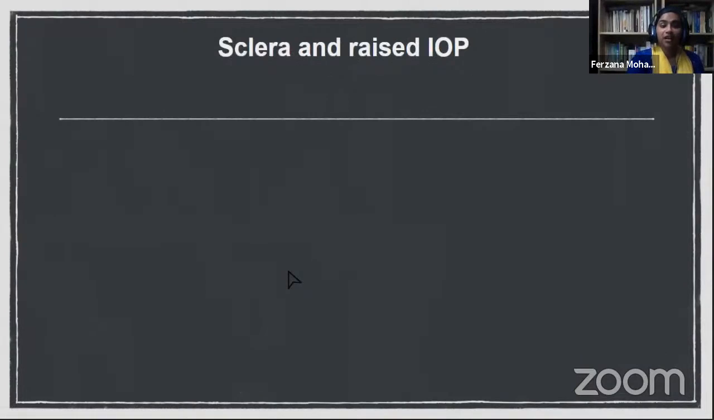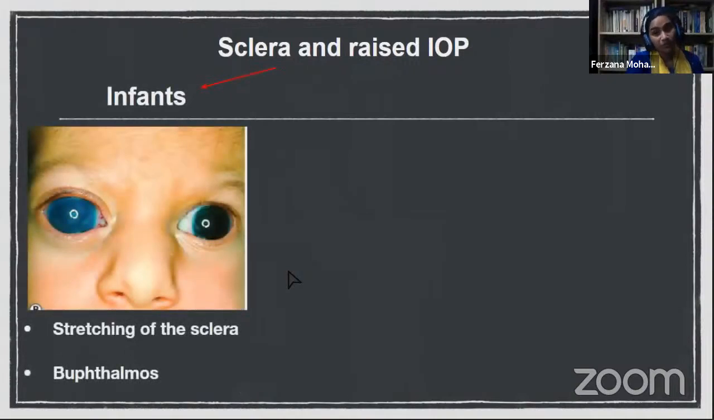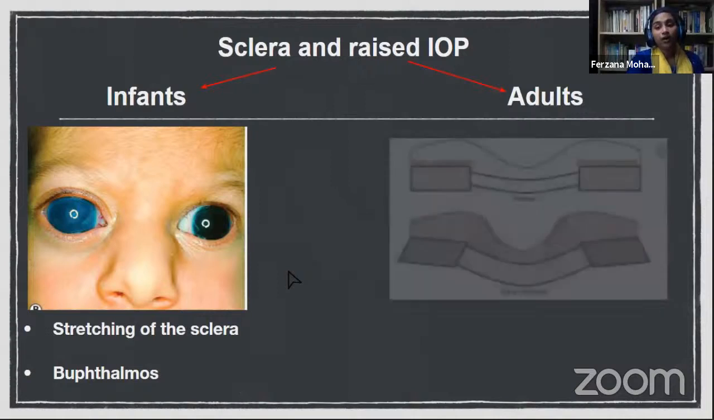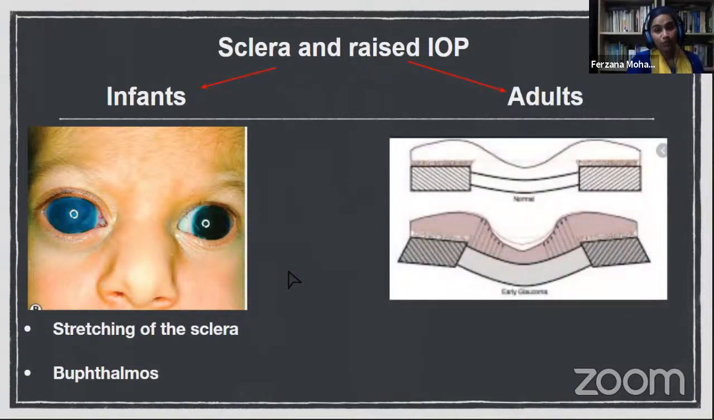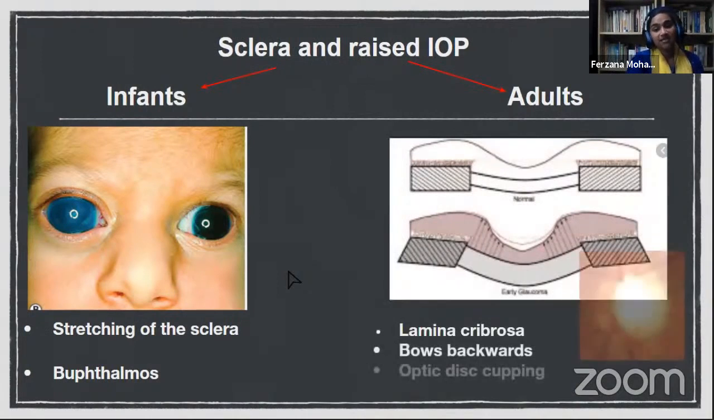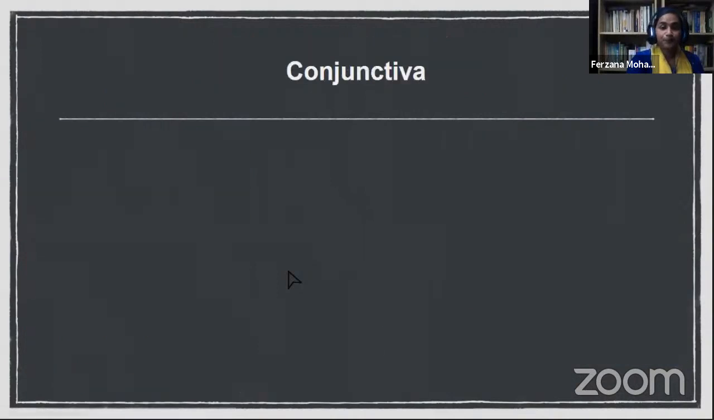And what happens to the sclera whenever there is raised intraocular pressure? In infants, it leads to the stretching of the sclera, leading to buphthalmos. In adults, the sclera is more rigid because of the increased collagen diameter. So what happens is at the lamina cribrosa, where the optic nerve fibers pass, it bows backwards, and this results in optic disc cupping.